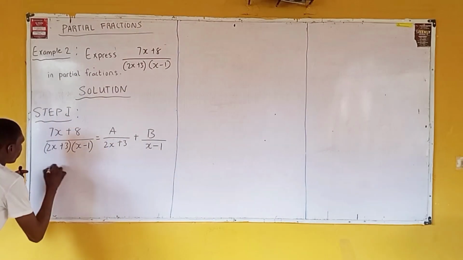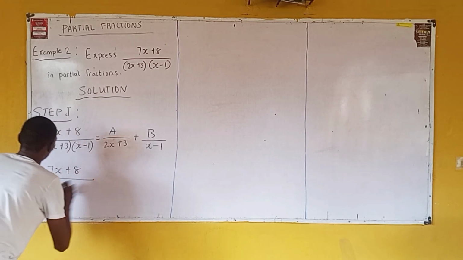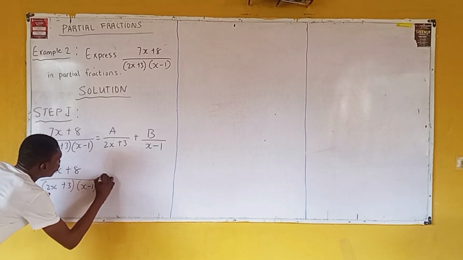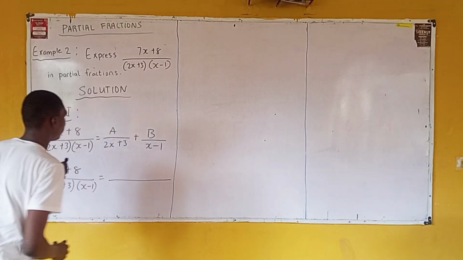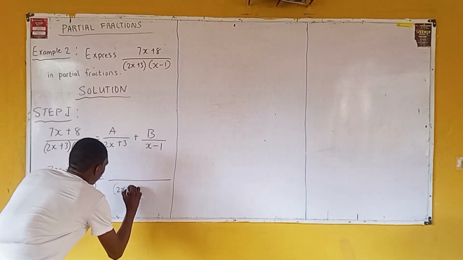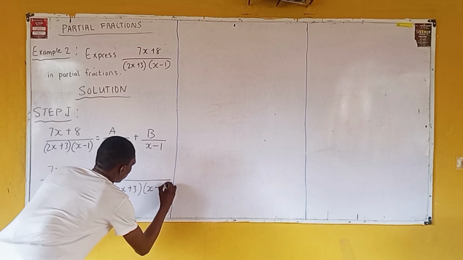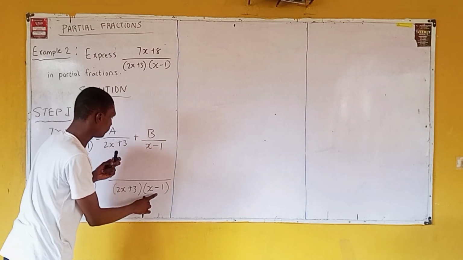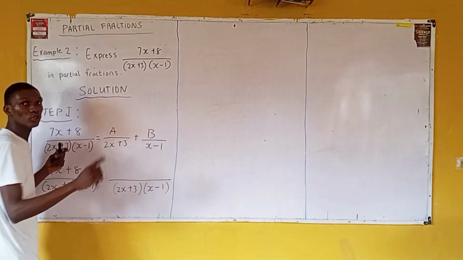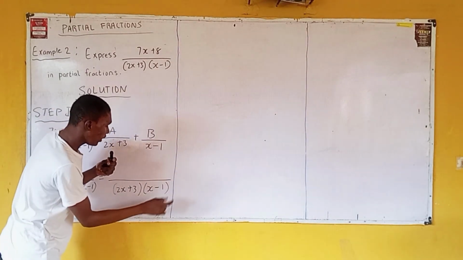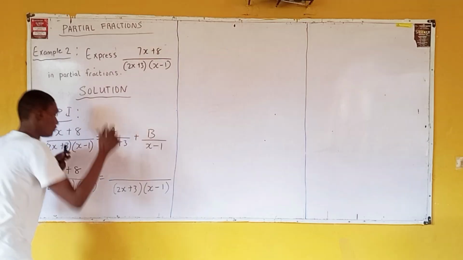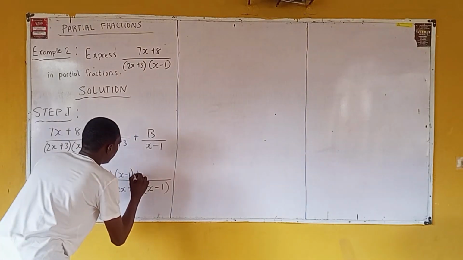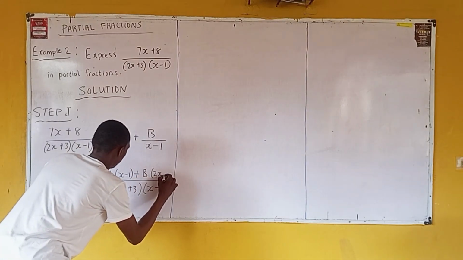So we can now say that 7x plus 8 over 2x plus 3 x minus 1 will be equals to what? So taking the LCM of 2x plus 3 x minus 1, right? So you are going to divide this by the denominator here. We'll be left with x minus 1. So x minus 1 multiplied by a. That will be a open bracket x minus 1. Right? So same thing applies to b. b open bracket 2x plus 3.